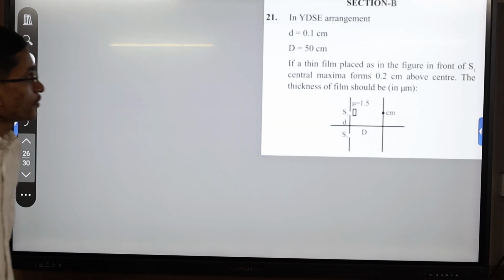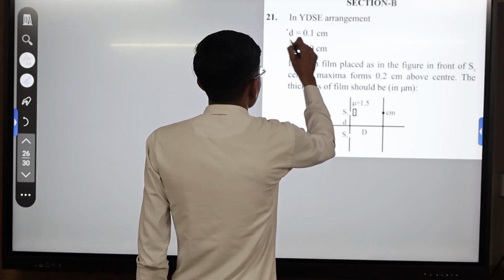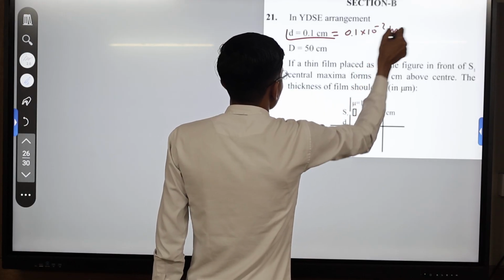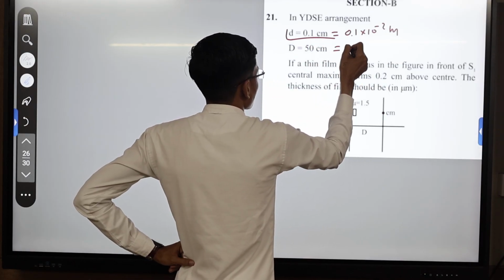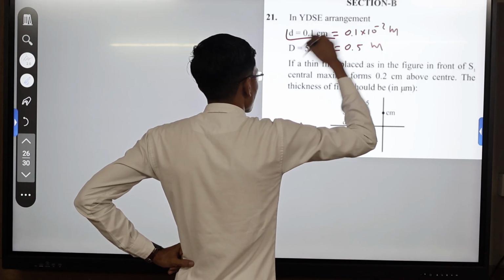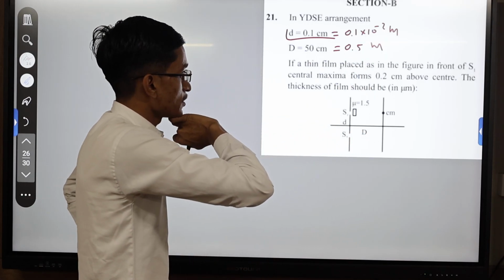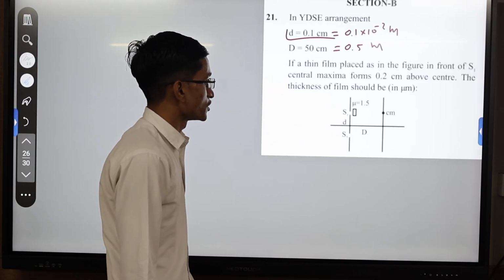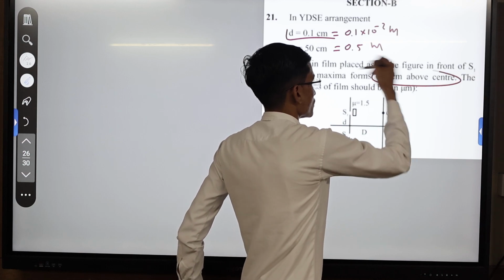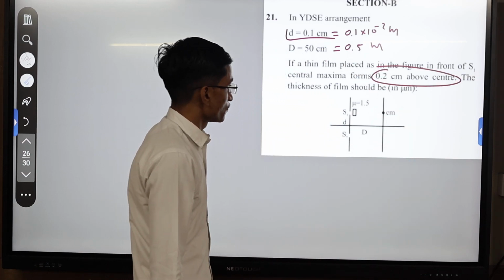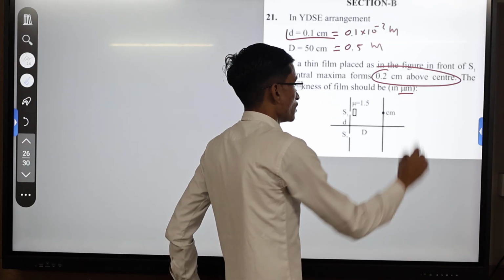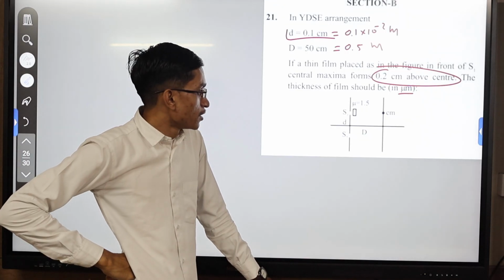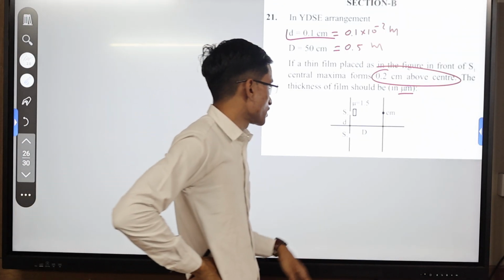Next question. In YDSE arrangement, d is equal to 0.1 cm, let us say 0.1 into 10 to the minus 2 meter. D is equal to 50 cm, let us say 0.5 meter. If a thin film is placed as in the figure in front of S1, the central maxima forms 0.2 cm above the center. The thickness of the film should be in micrometer. Okay, this is a question from interference, but slightly modified, you can say.